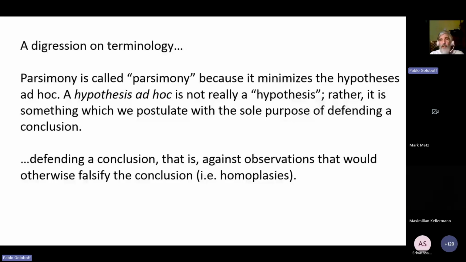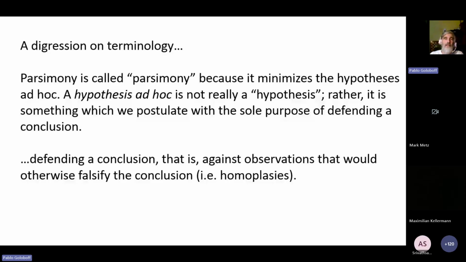That's common usage, but rather a hypothesis ad hoc is something which we postulate with the sole purpose of defending a conclusion. Defending a conclusion that is against observations that would otherwise falsify the conclusion. That is to say, homoplasies.